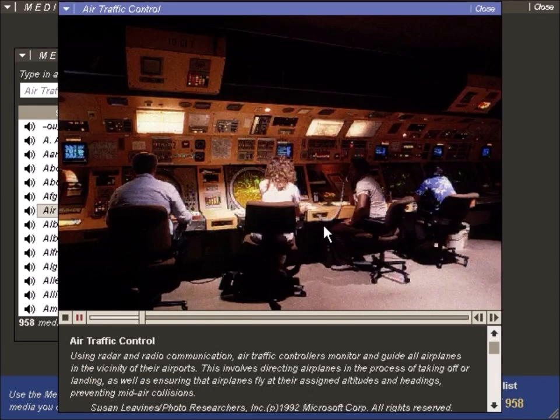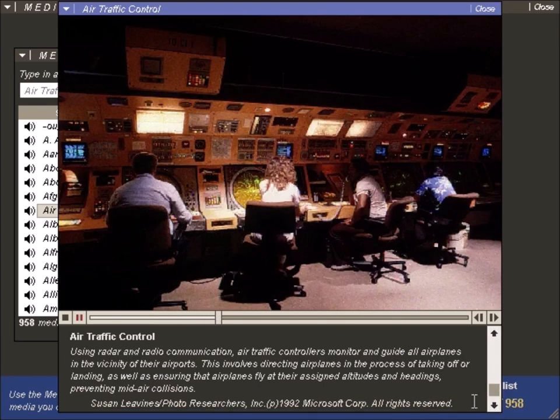Number 732, taxi in position and hold. This is number 732. Eastern trainer 194. Number 732 is clear for takeoff. 732.